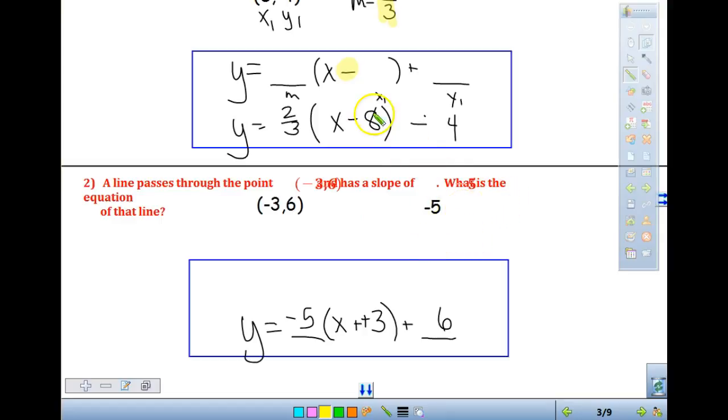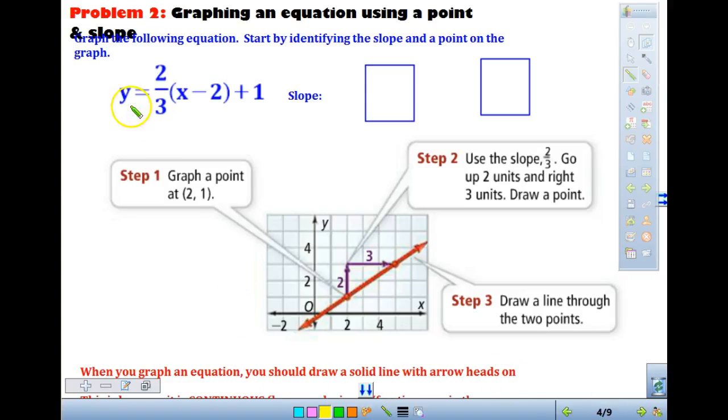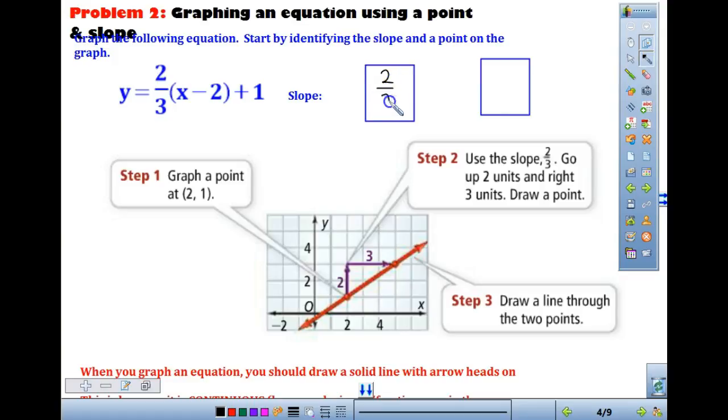And so when we look at the change in x, it's always a subtraction problem as we are looking at it. Okay? So if we are asked to graph, and you're given an equation in this form, the first thing you want to identify is what is your slope. So our slope in this is 2/3. And that means we're going to rise 2 and run 3.